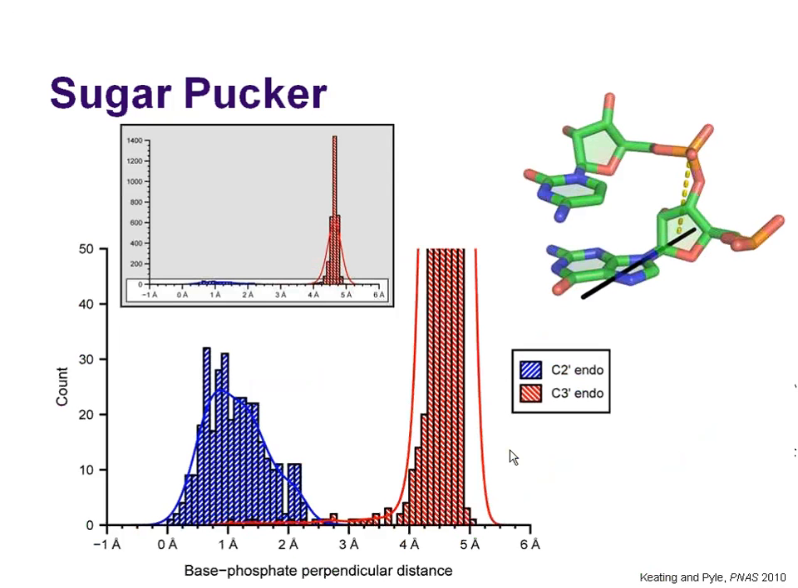And if you take a look at a data set of existing crystal structures, you can see that the data divides up very, very nicely. Anytime this base phosphate perpendicular distance, or p-perp for short, is longer than about 2.9 angstroms, you know you're working with a C3' endonucleotide. Anytime it's shorter than about 2.9 angstroms, you know you're working with a C2' endonucleotide.